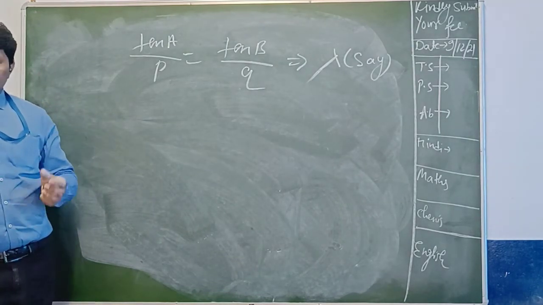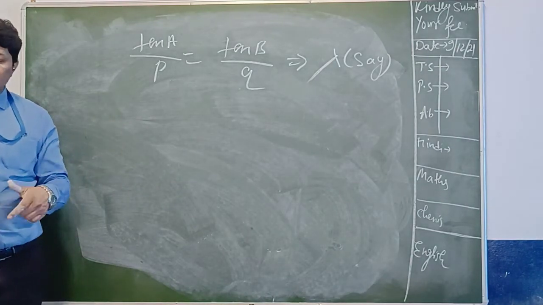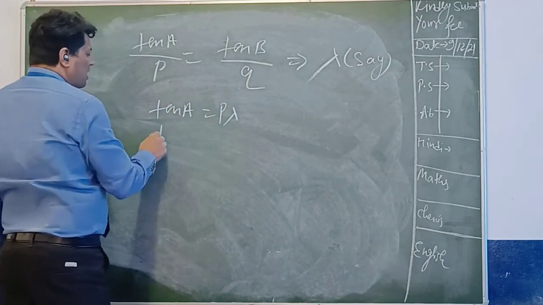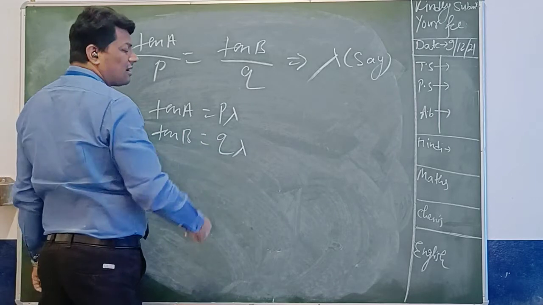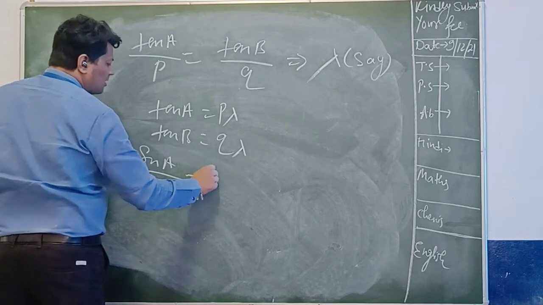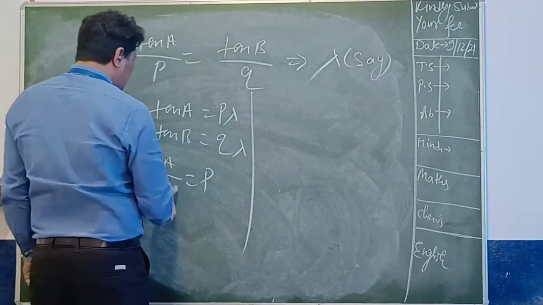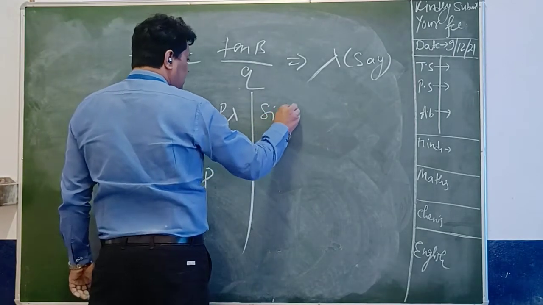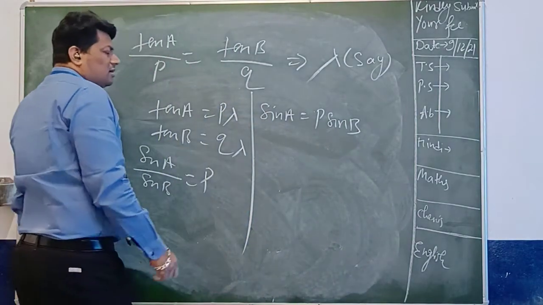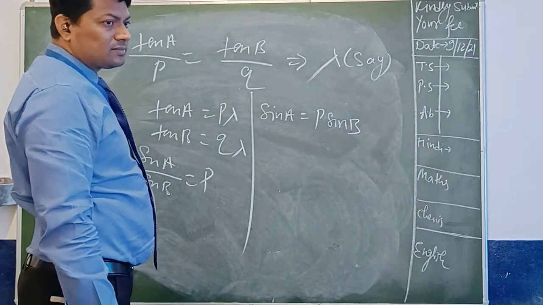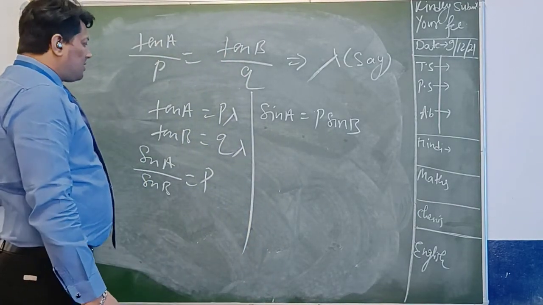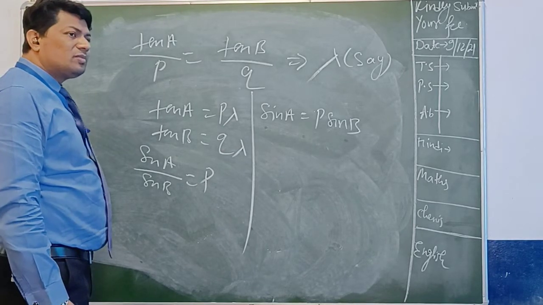And everybody knows that sin A upon sin B is equal to P. So if you write here tan A equal to P lambda and tan B equal to Q lambda, okay? And you already know that sin A upon sin B is equal to P. Clear? Sin A upon sin B equal to P, so sin A equal to P into sin B. Clear?